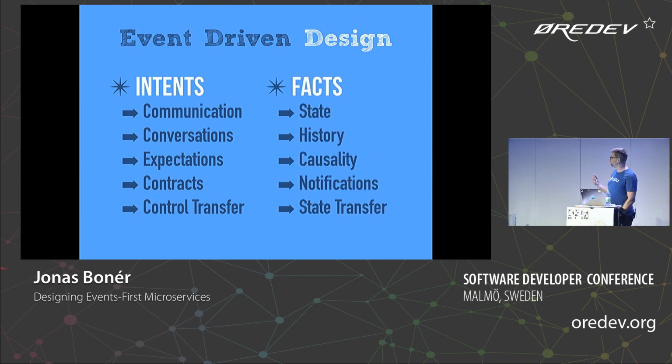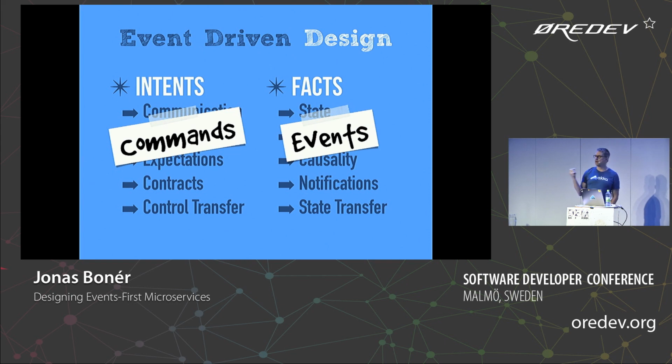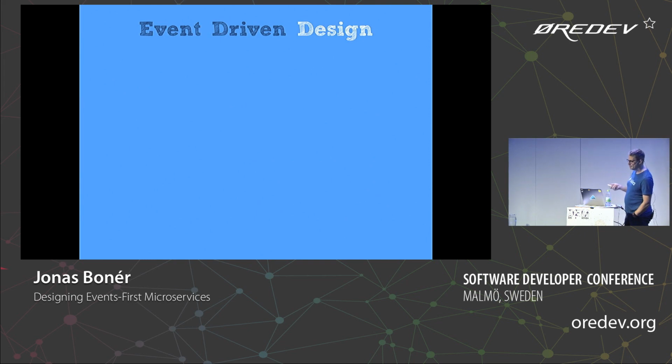And the other thing to look for is facts. Facts are things like state, history, causality, notifications of some sort, and transfer of state from one party to the other. And the intents are very often represented as commands, while facts are represented as events. So this is a path towards trying to mine and understand where do I have my commands, and in which context do they apply, where do I have my events, what caused them, etc. Okay?